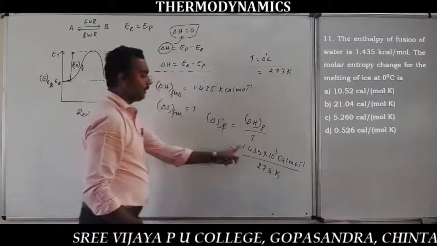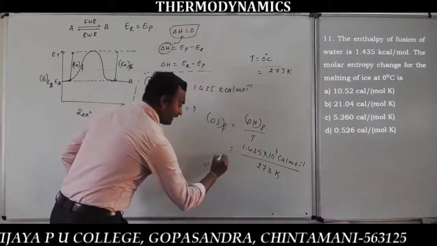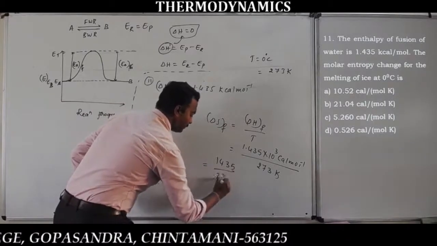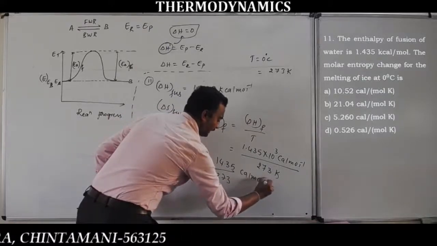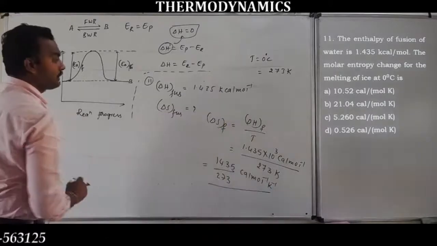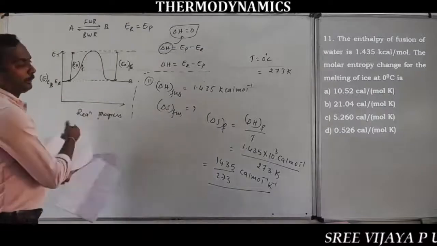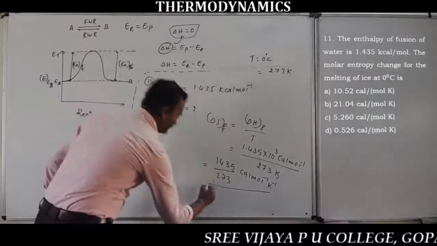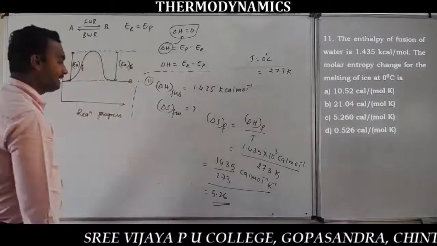So look at the options: 1.435 into 10³ divided by 273. Multiplying, you get 1435 divided by 273. Keep the unit calorie per mole, and on Kelvin it becomes per Kelvin. If you calculate this, what answer do we get? That is option C, 5.26. So option C is the correct answer.